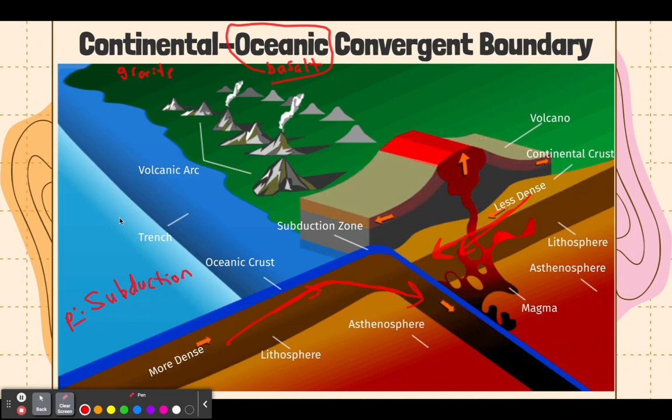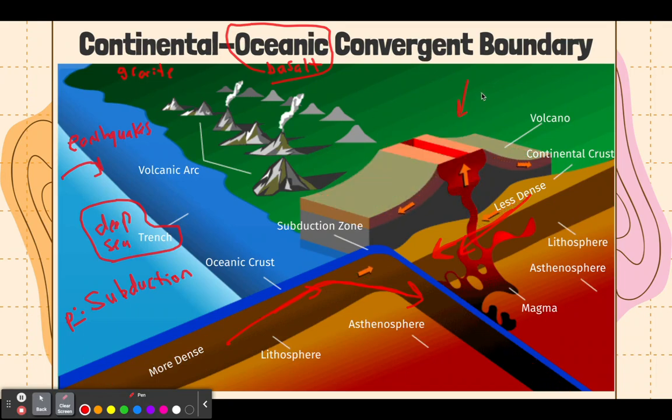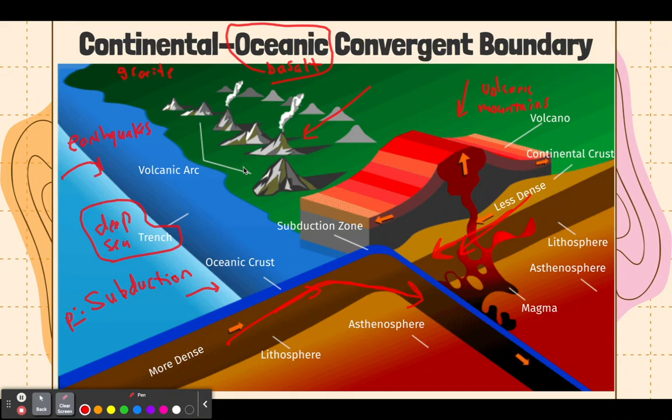Now from this, we get a lot of different features. As you can see here, we can get deep sea trenches. A deep sea trench, which is right here. Remember, it's not just subducting here, it's this whole plate going underneath the continental plate. When that happens, we also get earthquakes. We get volcanic mountains. And we can get volcanic arcs. A lot of the mountains on the west coast of America are made just like this. There's a huge subduction zone on the west coast, and we have these volcanic mountains that form from that.